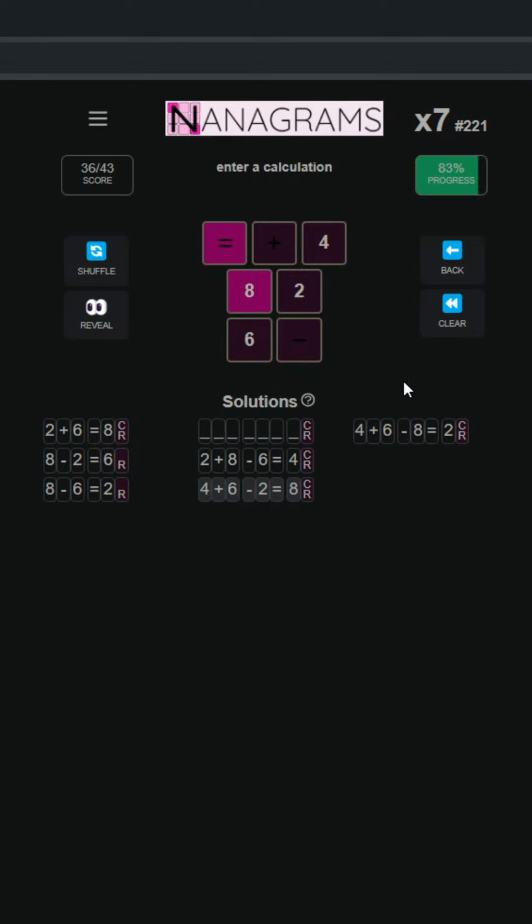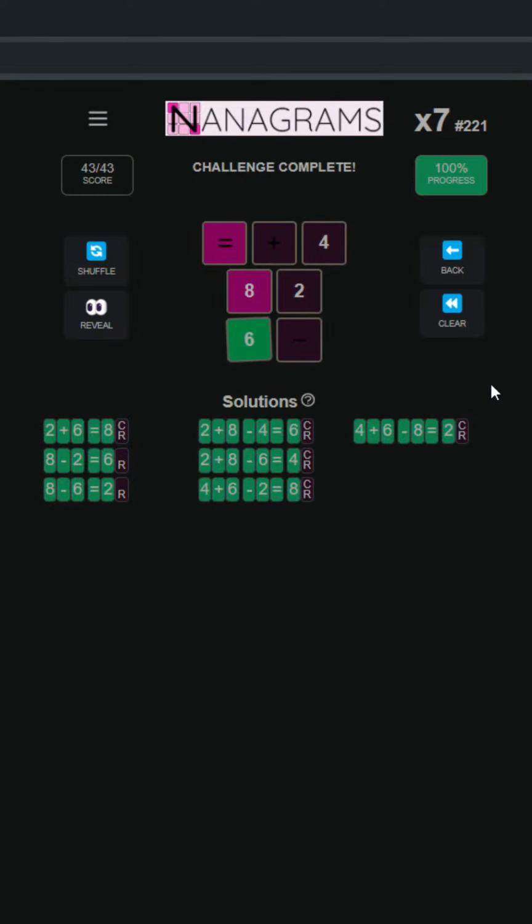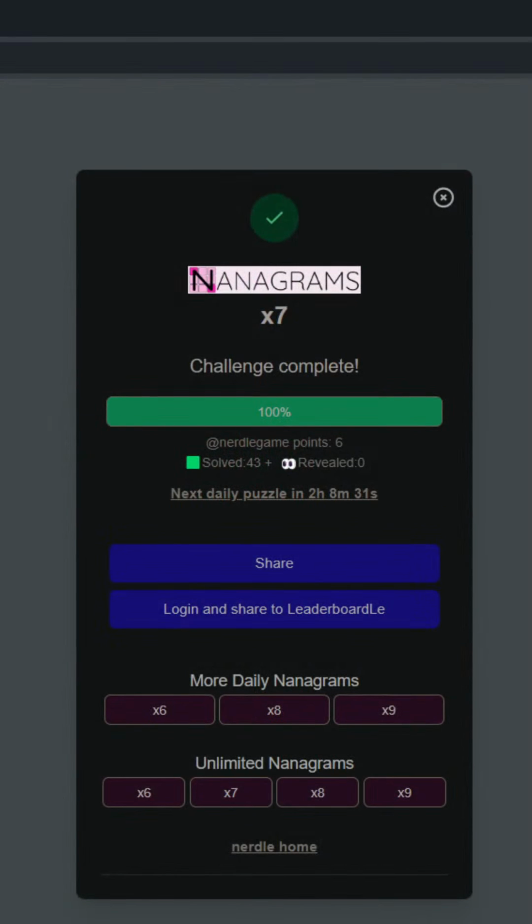I've already done that. We haven't done 6 minus 4. 6 minus 4 is equal to 2. Plus 2 does not equal 8. We haven't done 8 minus 6 plus 2 is equal to 4? Yes, we have. 8 minus 4 plus 2 is equal to 6? Yes! Very nice to get 100%. I don't see those much nowadays.